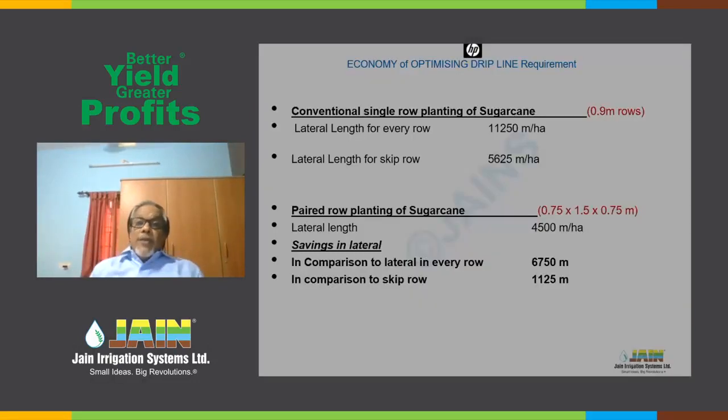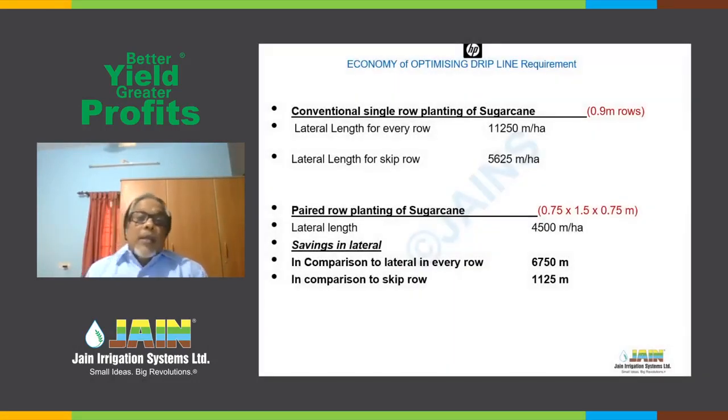Economy of optimizing drip line. Now when we do that, in the conventional single row planting, the row to row spacing is 0.9 meter. You get a lateral length for every row of 1250 meter per hectare, and if you do skip row, that is, one row has a drip line, the next row you don't give.